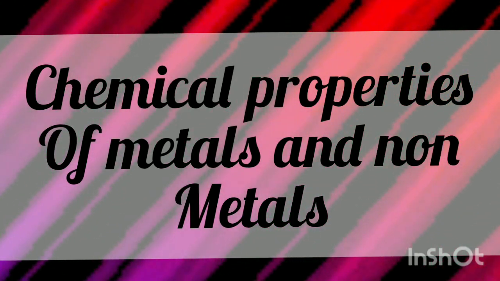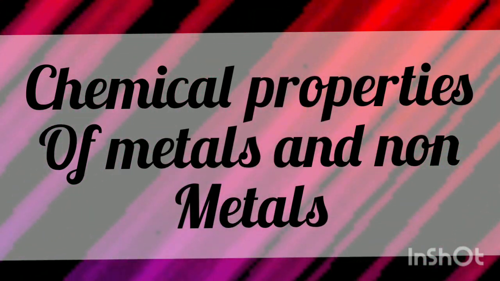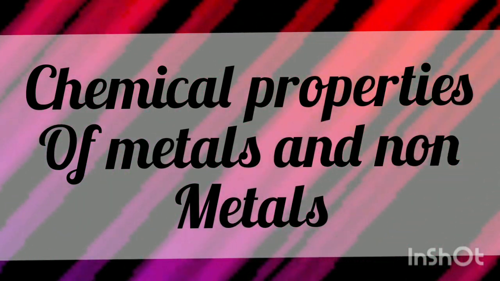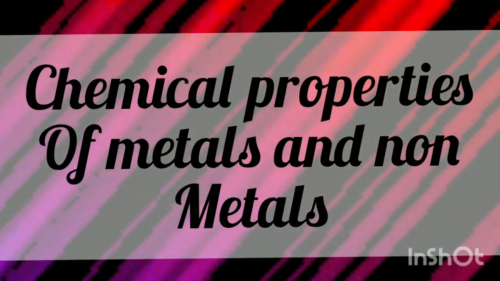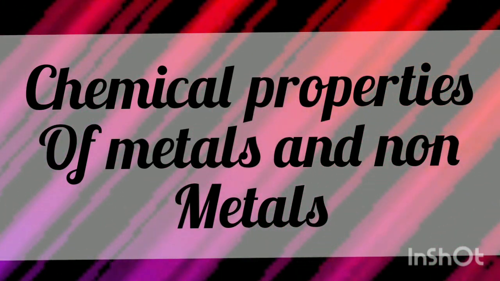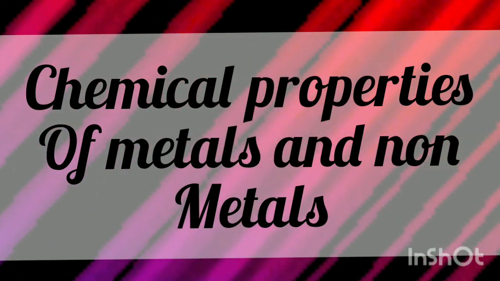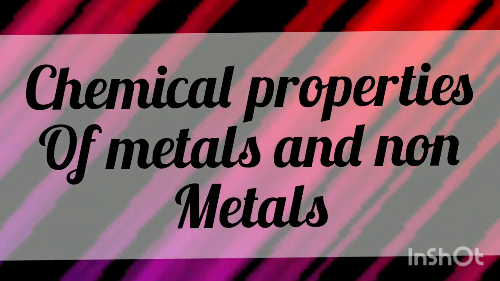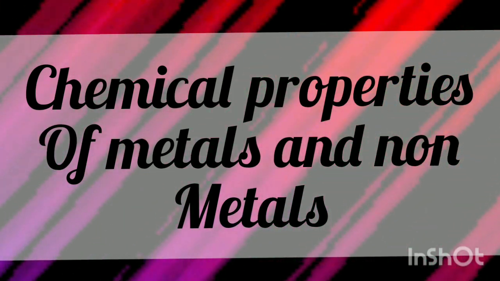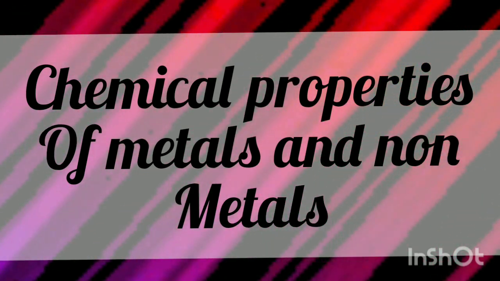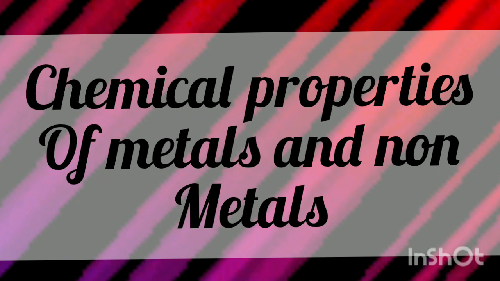Then what about non-metals? Non-metals such as carbon, sulfur and phosphorus react with oxygen to form non-metallic oxides. For example, carbon reacts with oxygen to give carbon dioxide, and sulfur reacting with oxygen gives sulfur dioxide. When carbon dioxide and sulfur dioxide are dissolved in water, you get carbonic acid and sulfurous acid. So we can say that oxides of non-metals are mostly acidic oxides.